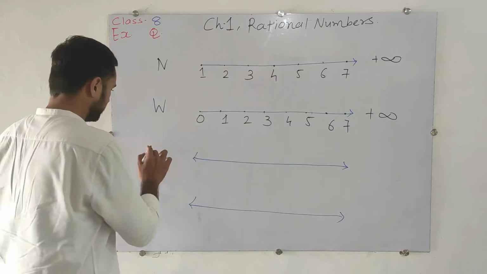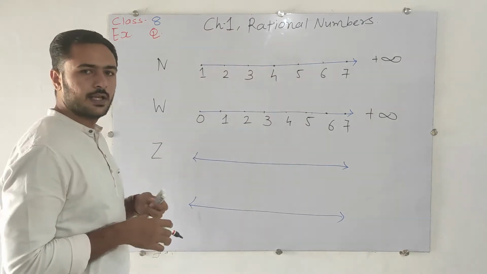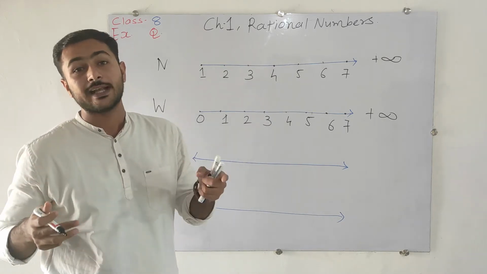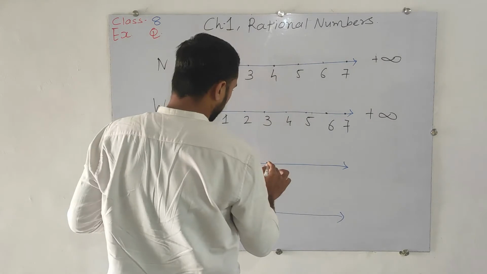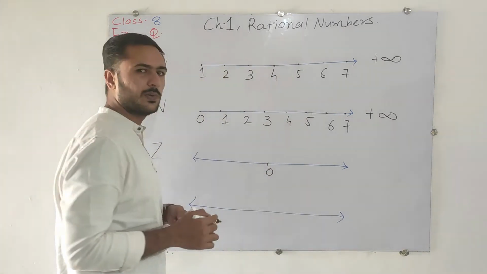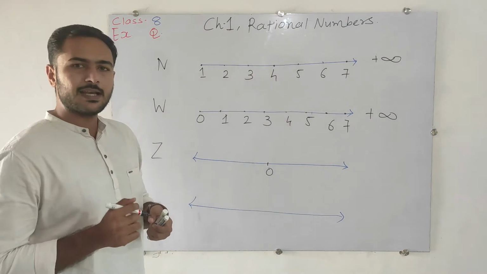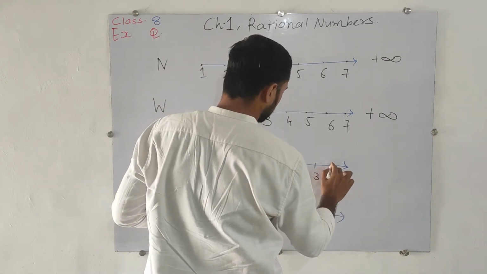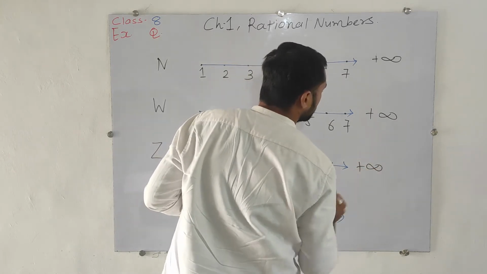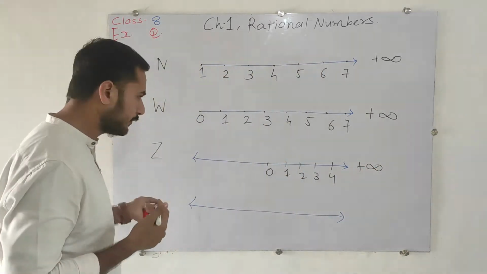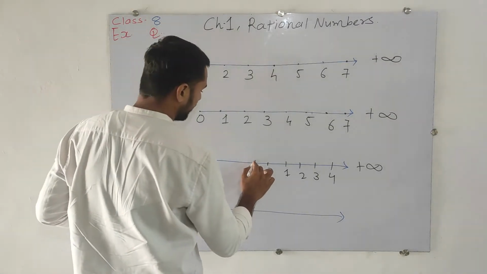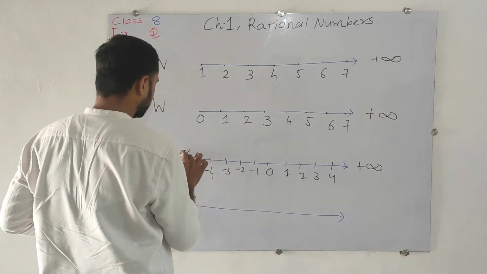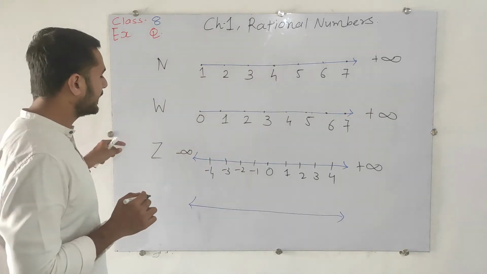Now after that, the integers, Z. Integers mean all the positive, all the negative, and the 0. So in the middle there is 0, and on the right hand side all the positive numbers: 1, 2, 3, 4 till positive infinite. As well as on the left hand side there will be the negative numbers: -1, -2, -3, -4 till minus infinite. So this is all about the integers.